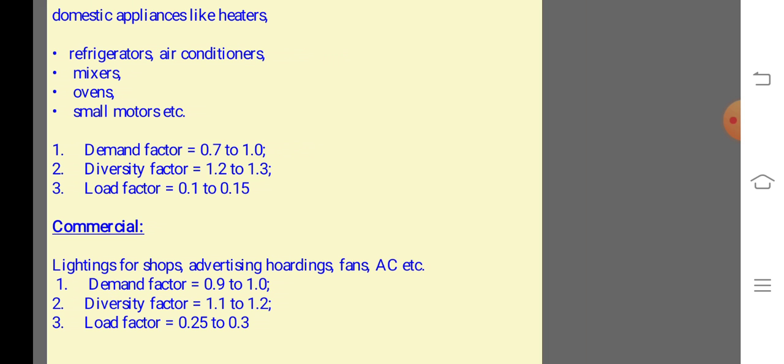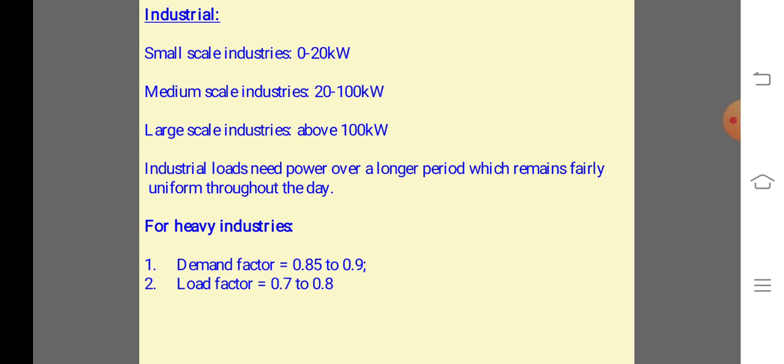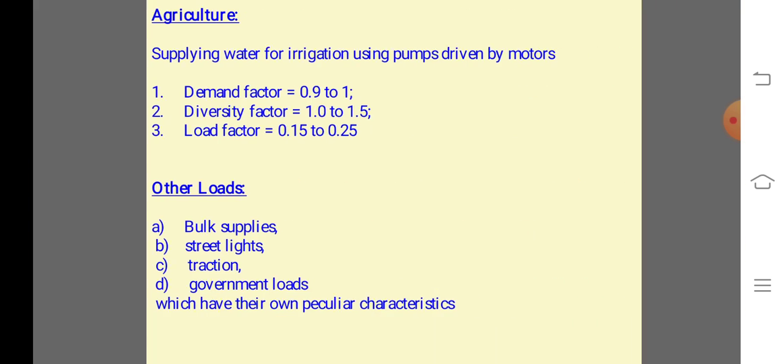The commercial demand factor, diversity factor, and load factor are mentioned here. Then industrial: small scale industries having 0 to 20 kilowatts, medium scale industries having power of 20 to 100 kilowatts, and large scale industries above 100 kilowatts. Industrial loads need power over a longer period which remains fairly uniform throughout the day. For heavy industries, the demand factor and load factor are shown here.